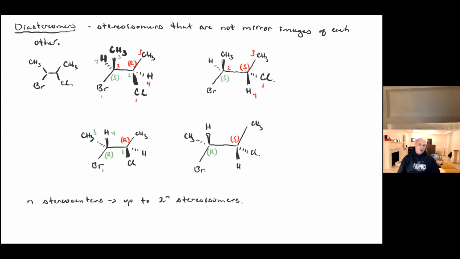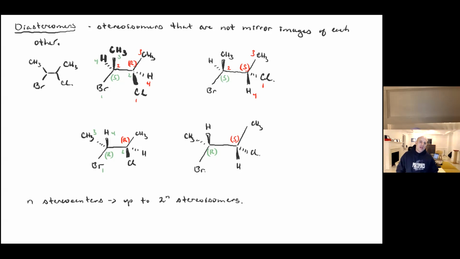Okay, you don't always wind up with 2 to the N possible isomers. In some cases, because of symmetry, you get fewer potential configurations than that. But that is the maximum number of possible stereoisomers. And so the question is then, what's the relationship between these 4 molecules?